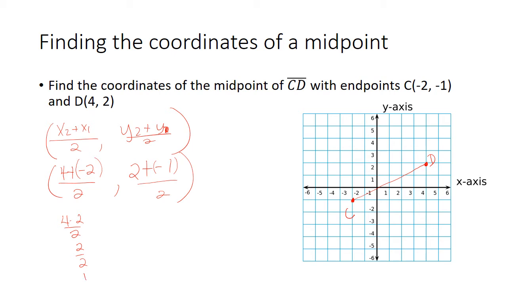So our x value is 1. For our y value, we'll have 2 plus -1, which is 2 minus 1, divided by 2. 2 minus 1 is 1, divided by 2. So our y value is 1/2. So our midpoint is going to be at (1, 1/2), which is about where my graph showed that it should be. What we know is that since it is the midpoint, it bisects segment CD. So we know that this segment is congruent to that segment.